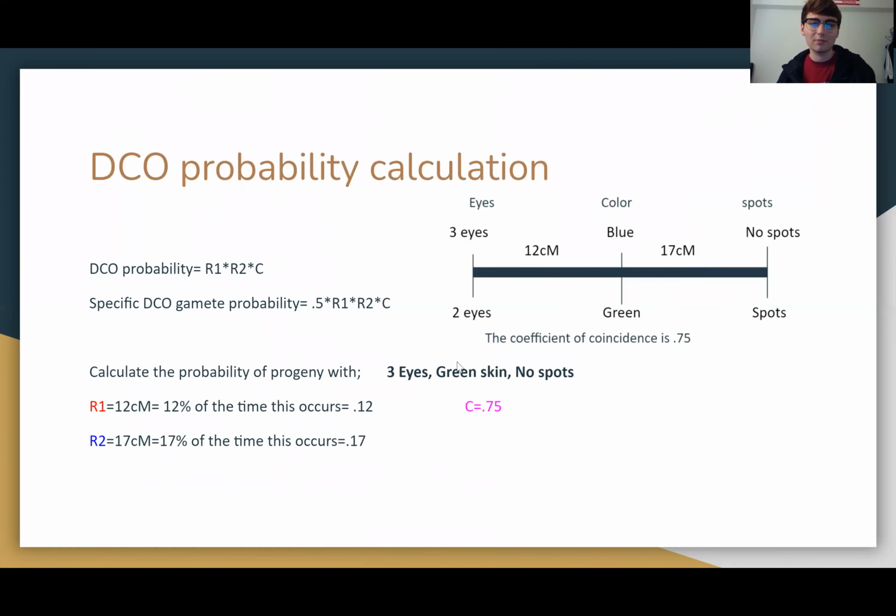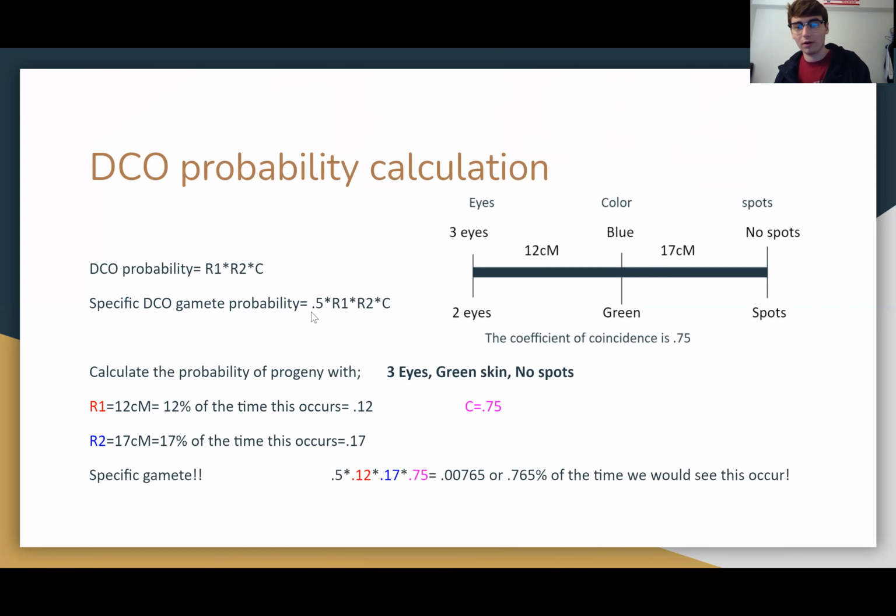Our R2 data is 0.17, and our coefficient is given to us. All we're going to do is plug these into the formula, and we have to remember that we are using the specific gamete formula. So we're using this 0.5 added on the front because half of these double crossovers will not give us what we're looking for. Once we plug those in with this formula, they're color-coded in case you want to see where each number is coming from, we get a 0.765% chance of the time that we would see this occur.